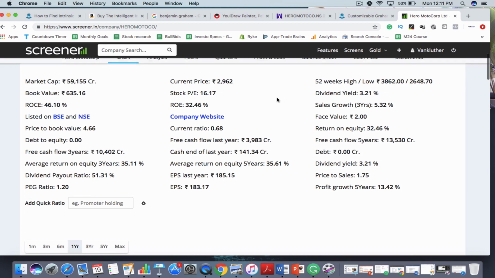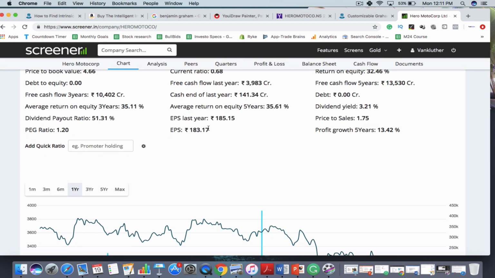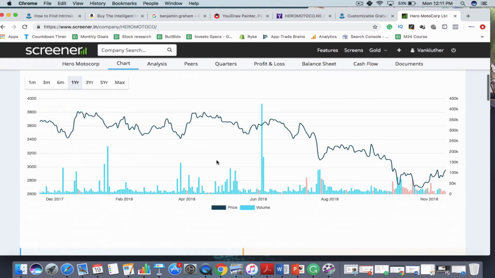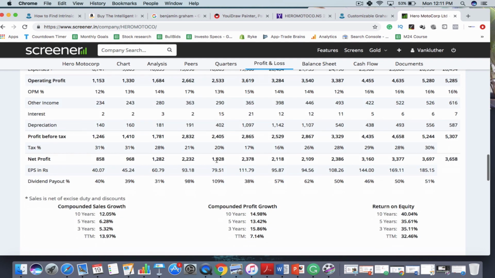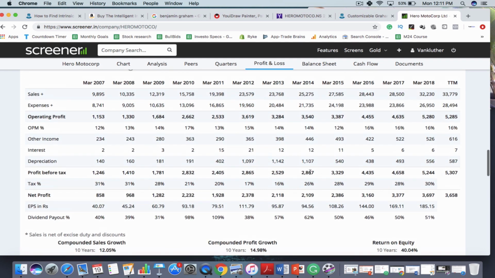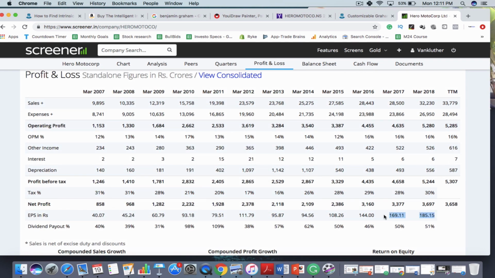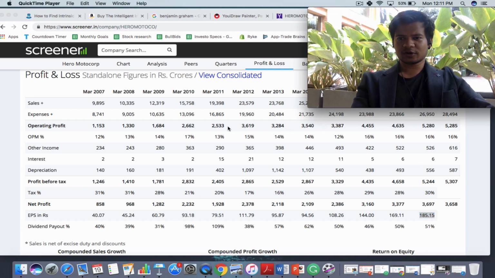If you go on the Screener website and add a quick ratio, you can add EPS here, earnings per share. Here you can see that the EPS of Hero MotoCorp is 183, and similarly if you scroll down you can see the EPS of the company for the last 10-12 years. In the last 5 years it has grown from 94.56 rupees to an EPS of 185.15. Using calculations here, I have found that the growth rate of EPS for the last 5 years was around 14% for Hero MotoCorp.